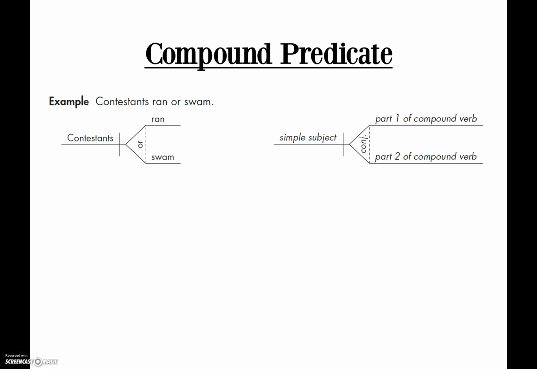Next, we're going to look at compound predicates. A compound predicate or compound verb is going to be very similar to a compound subject, except we're talking about the verbs now. So in our diagram, the fork prong is going to be on the predicate side of the diagram rather than on the subject side. So in this example, contestants is our subject, but we have 2 things that our subjects are doing. They're running or swimming. So ran goes on the top, swam goes on the bottom. We have our dotted line that indicates we've got a conjunction, or.